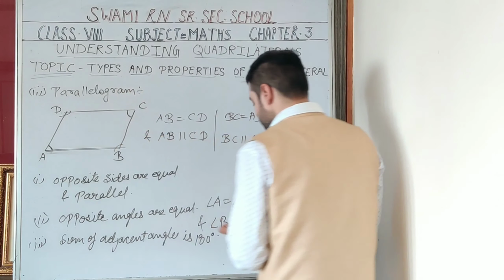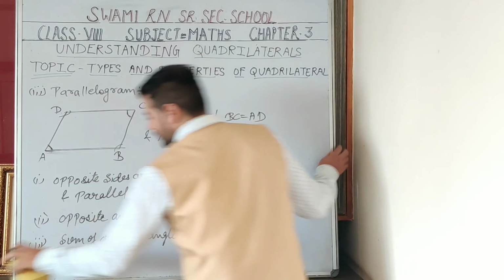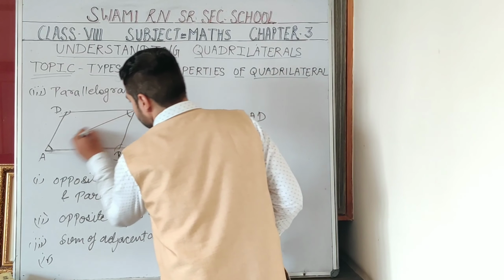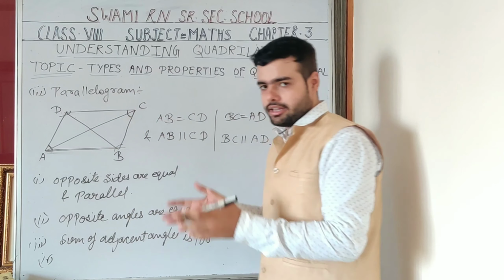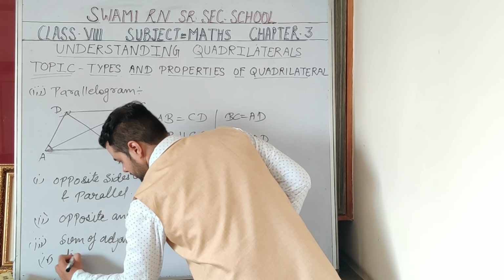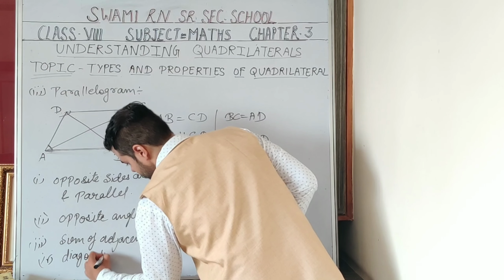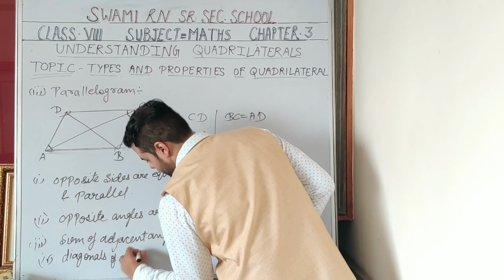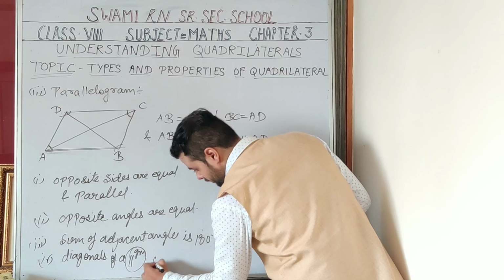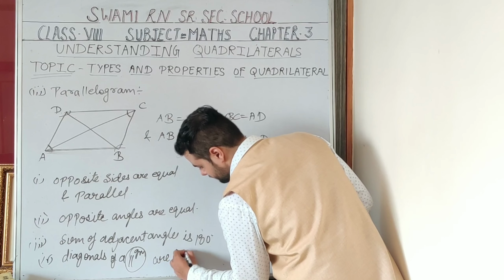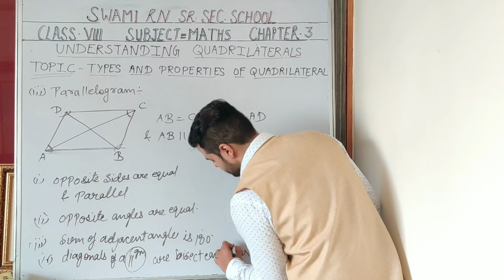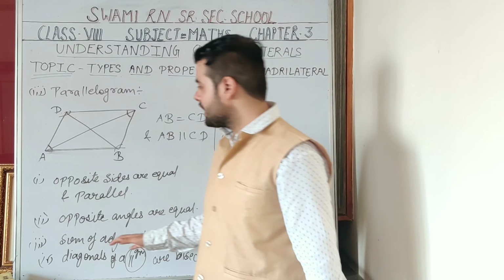Now the last property of this is on the basis of the diagonal. The diagonals of a parallelogram similarly bisect each other, as in a rectangle. Diagonals of a parallelogram, that is the symbol of the parallelogram which I have drawn there. Diagonals of a parallelogram bisect each other.